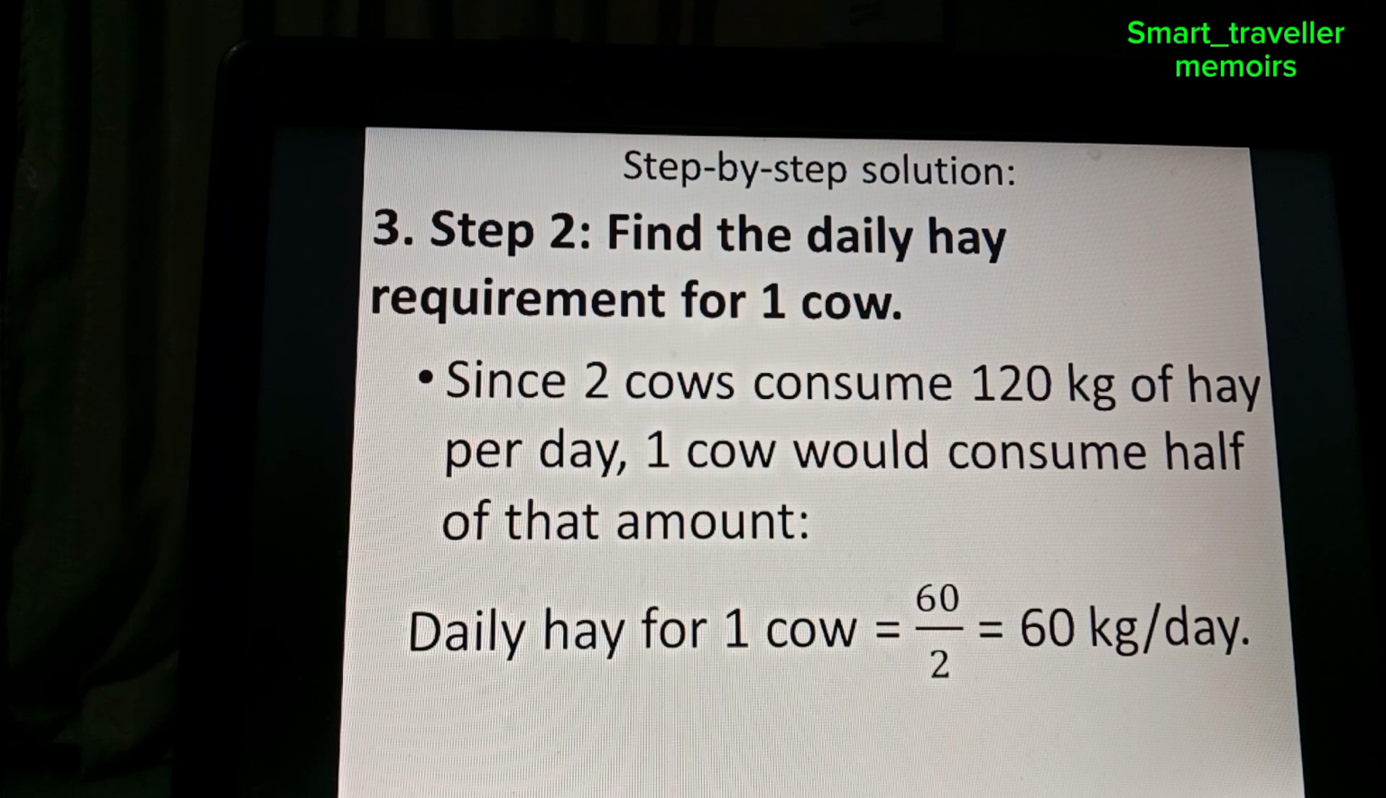Step 2. Find the daily hay requirement for 1 cow. Since 2 cows consume 120 kg of hay per day, 1 cow would consume half of that amount. Daily hay for 1 cow is 120 divided by 2, which is 60 kg per day.